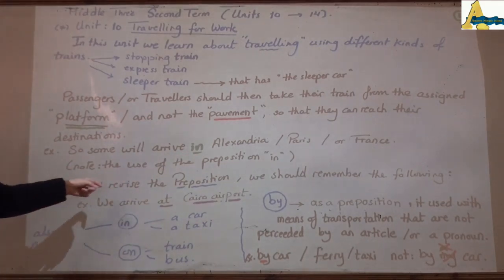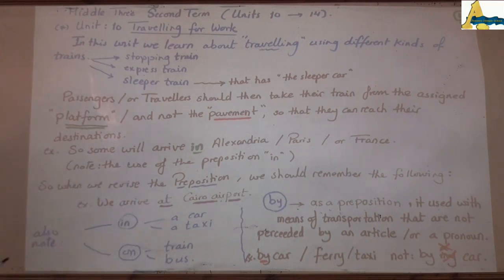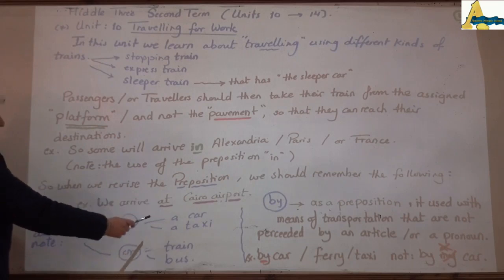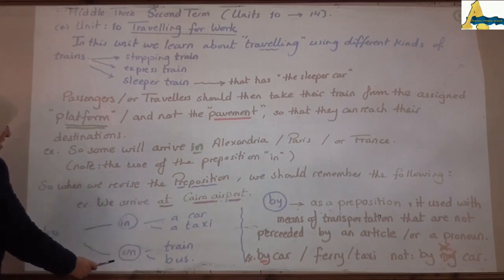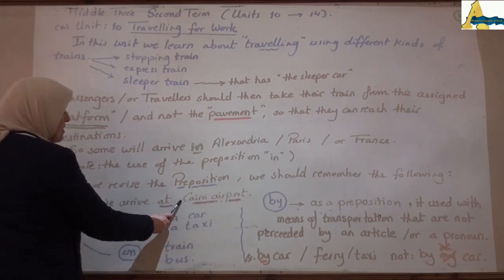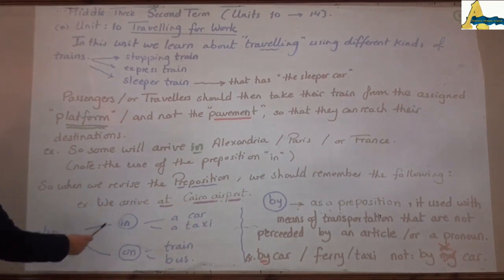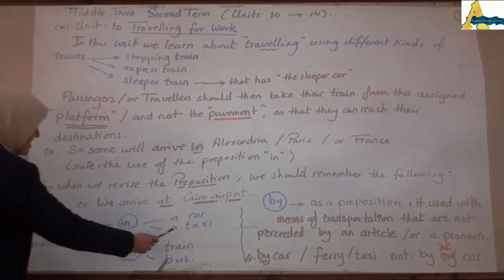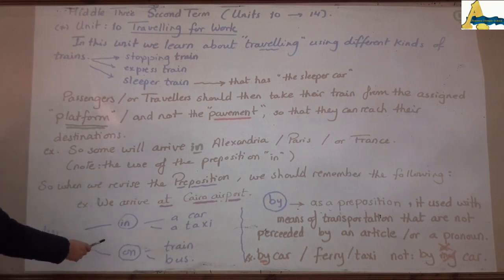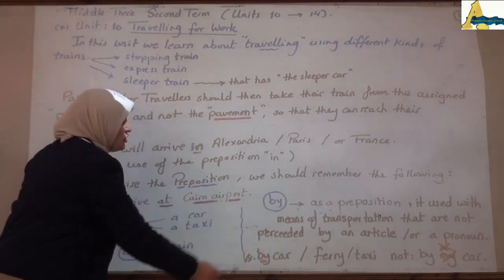So when we revise the prepositions, we should remember the following. We can use these other prepositions, at, in, and on. At, for example, here, as it's mentioned in your books, Cairo Airport. At Cairo Airport. In, I'm traveling in a car, I'm traveling in a taxi. On, I'm traveling on train or bus. By, remember this because there is a very important note here.